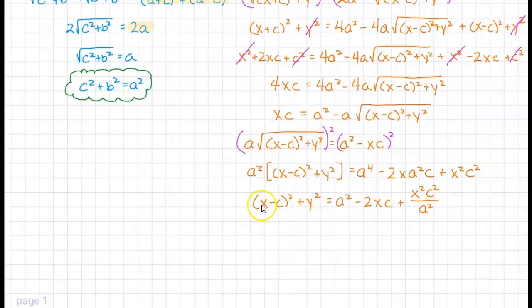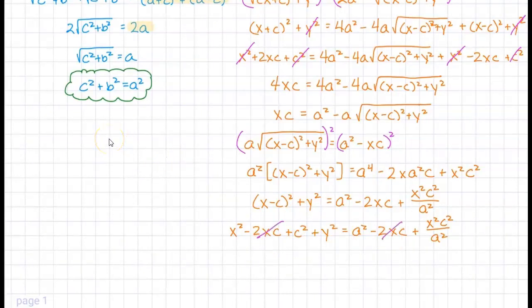All right, well, let's go ahead and see what we can do. I'm going to go ahead and square this thing. So we're going to have x squared minus 2xc plus c squared plus y squared equals a squared minus 2xc plus x squared c squared over a squared. Well, there is a minus 2xc that can cancel out. And then I have x squared plus c squared plus y squared equals a squared plus x squared c squared over a squared.